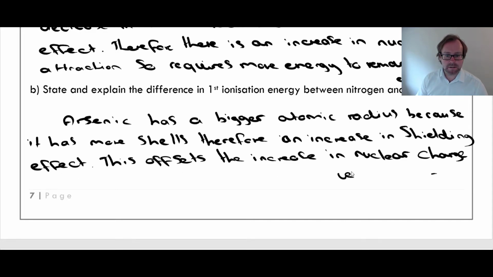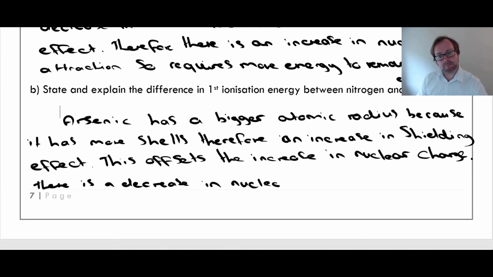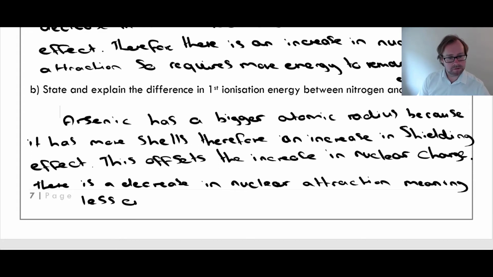So very quickly before the end, we would write that there is a decrease in nuclear attraction, meaning less energy is needed to remove an electron. That's a much better answer.